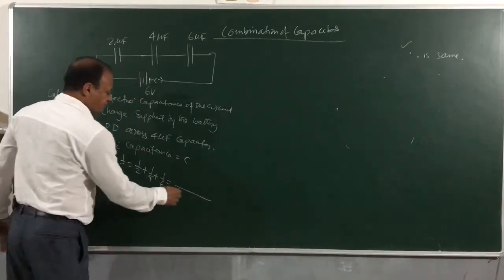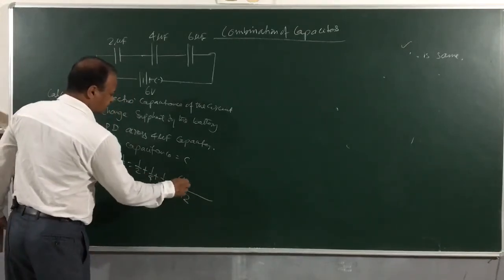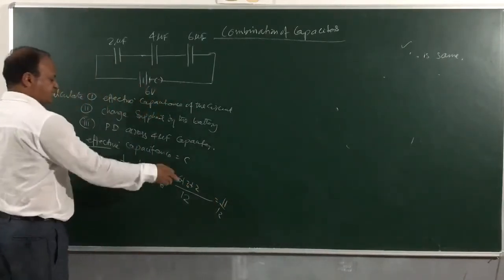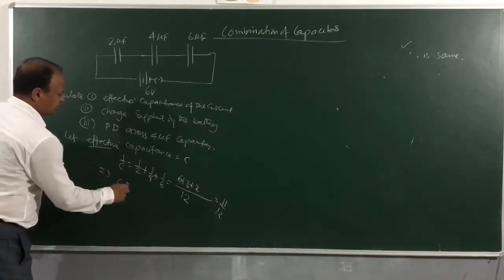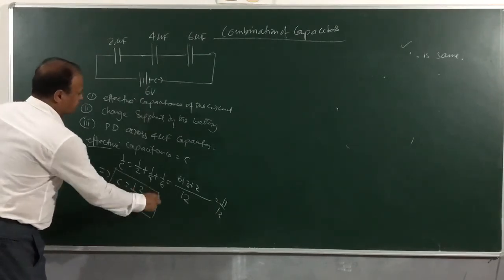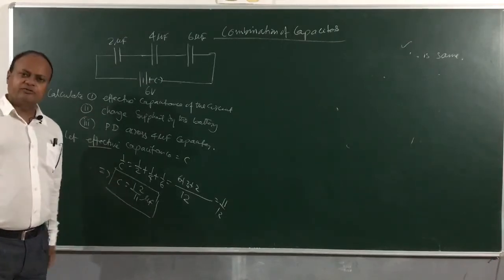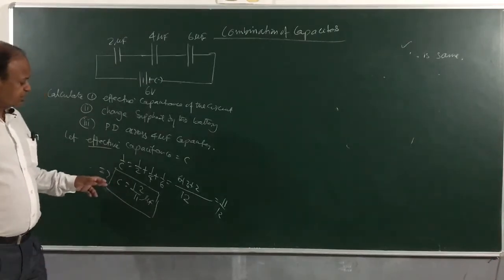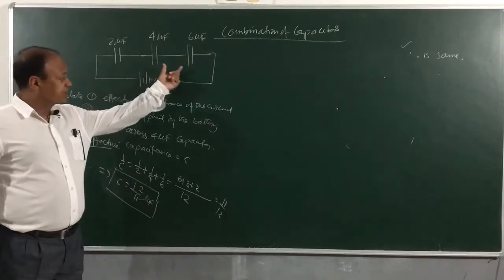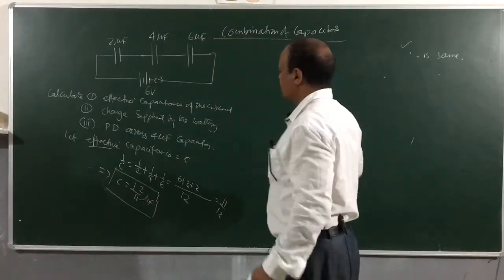So take LCM, LCM will be how much? 12. So we have 6 plus 3 plus 2, 11 by 12. 1 by C is equal to 11 by 12, then how much is C children? 12 by 11 microfarad. So we got the first answer. Effective capacitance of the entire network is 12 by 11 microfarad. Remember there is no need to put 10 to the minus 6 just now, because we have been given the capacitance in microfarads. We leave the answer also in terms of microfarad. That is perfectly acceptable.